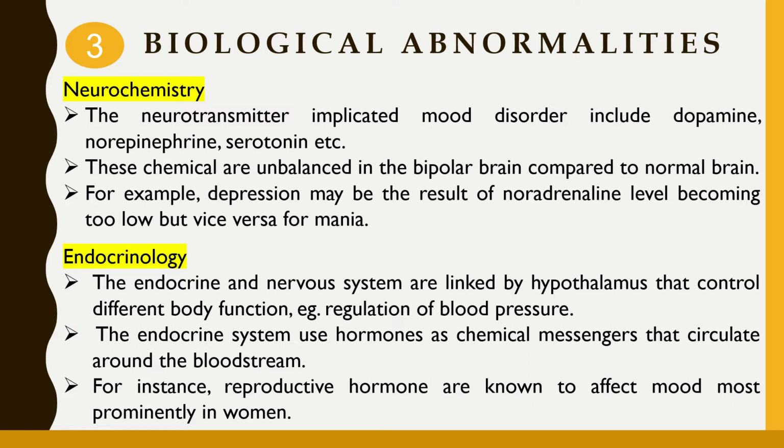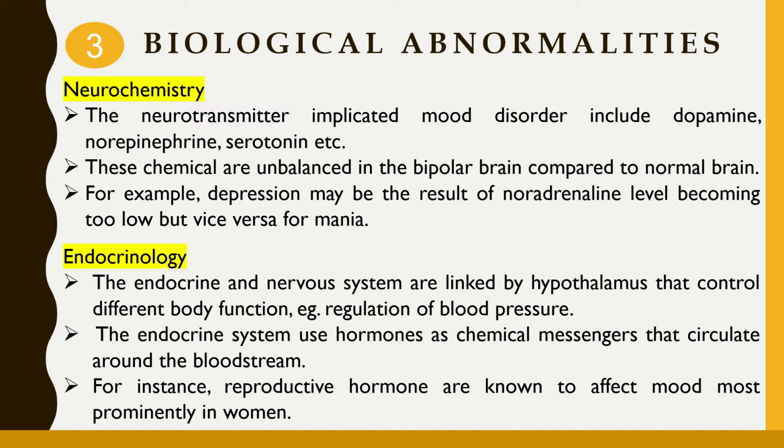The neurotransmitters that are implicated in bipolar illness include dopamine, norepinephrine, serotonin, etc. It is known that these chemicals are in some way unbalanced in the bipolar brain compared to the normal brain. For example, episodes of mania may occur when levels of noradrenaline are too high, and episodes of depression may be the result of noradrenaline levels becoming too low.